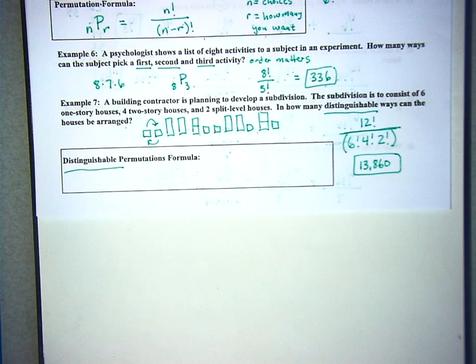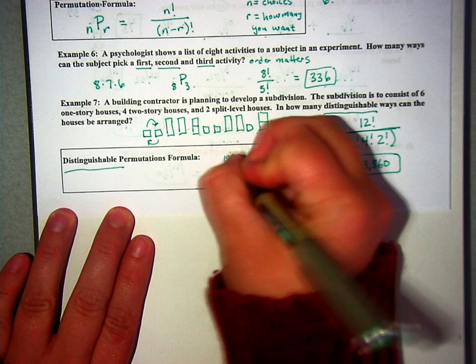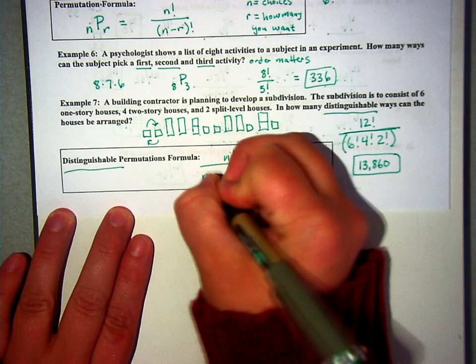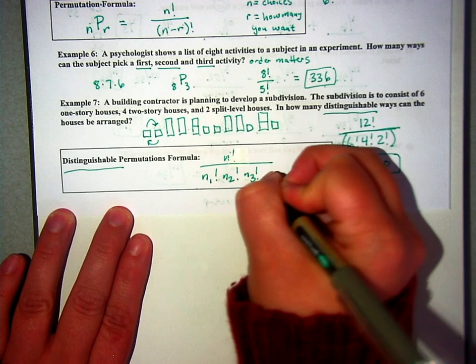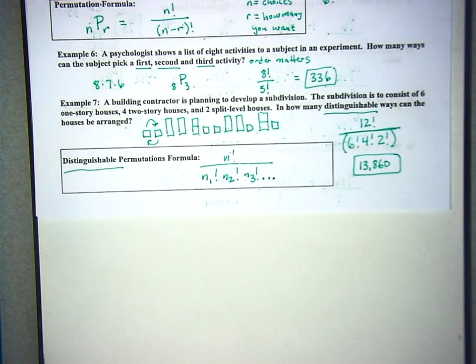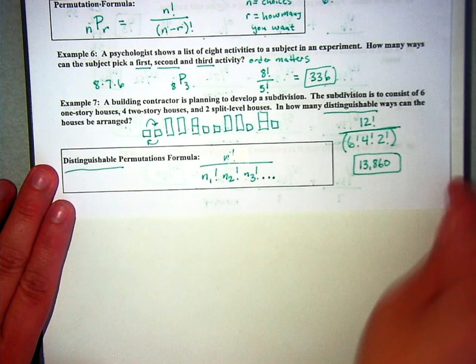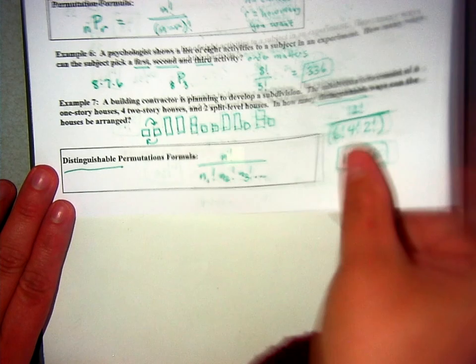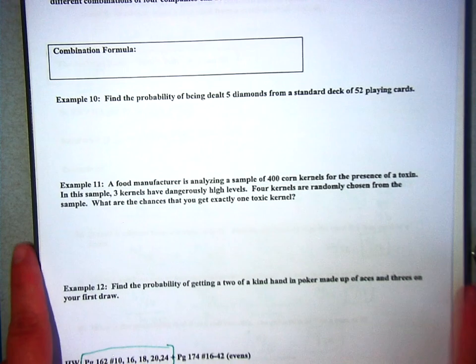So a distinguishable formula is n factorial divided by n sub 1 factorial, n sub 2 factorial, n sub 3 factorial, depending on how many different kinds you have of things. All right, so you scoot over to your Post-it partner and try example 8 with them, please.